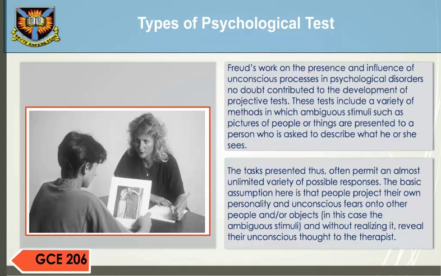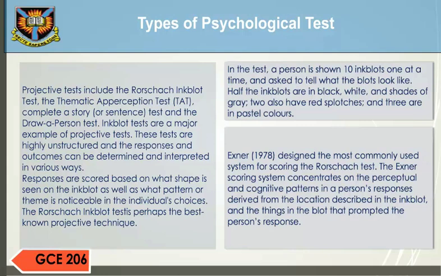The basic assumption here is that people project their own personality and unconscious fears onto other people and objects, in this case the ambiguous stimuli, and without realizing it, reveal their unconscious thoughts to the therapist. Projective tests include the Rorschach inkblot test, the Thematic Apperception Test, complete-a-story or sentence tests, and the draw-a-person test. Inkblot tests are a major example of projective tests.